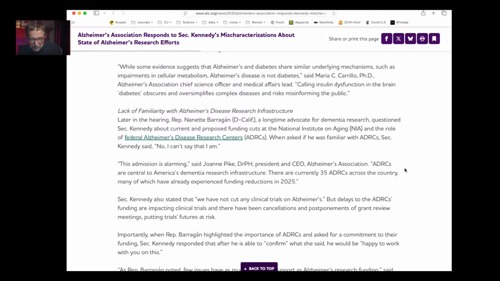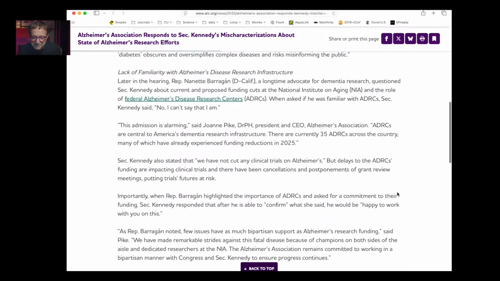Later in the hearing, Representative Nanette Barragan from California, a long-time advocate for dementia research, questioned Secretary Kennedy about proposed funding cuts at the National Institute on Aging. When asked if he was familiar with the Alzheimer's Disease Research Centers, he said, "No, I can't say that I am." "This admission is alarming," said Joanna Pike, CEO of the Alzheimer's Association.